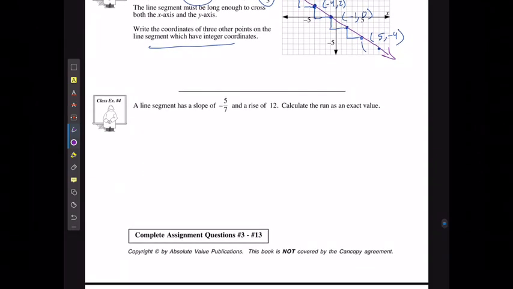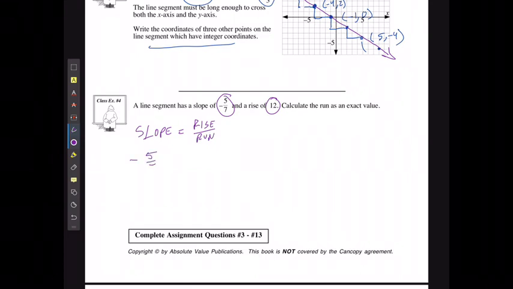All right, a line segment has a slope of -5/7 and a rise of 12. Calculate the run as an exact value. Well, if the slope is equal to rise over run, then in this case, -5/7 has to be equal to 12 over the run, which we'll call x.